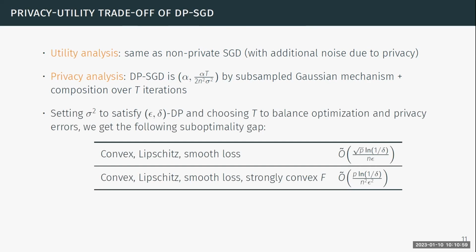Okay, and then if you want to have the best privacy utility trade-off, you should find the noise multiplier sigma and the value of T, the number of iterations, to satisfy the privacy guarantee that you want, while balancing the errors due to optimization and privacy. So if you do too few iterations, you will not optimize very well. But if you do too many iterations, you will add too much noise because of composition. So there is some kind of a balance to find. And if you do this, then we know results.